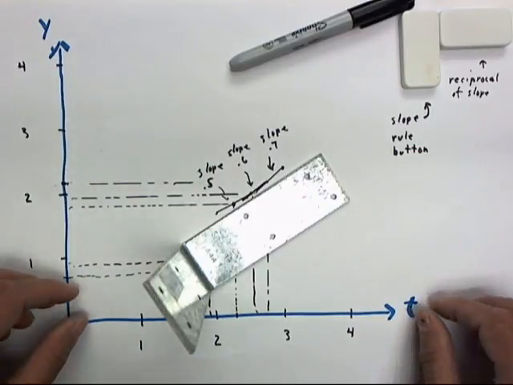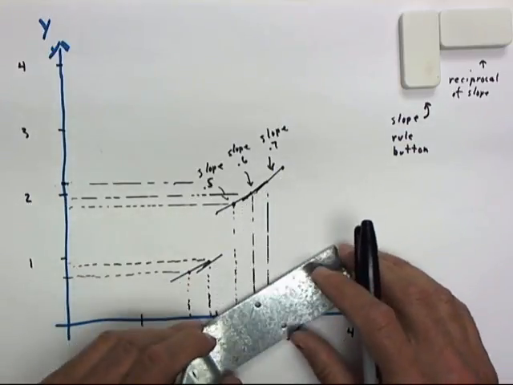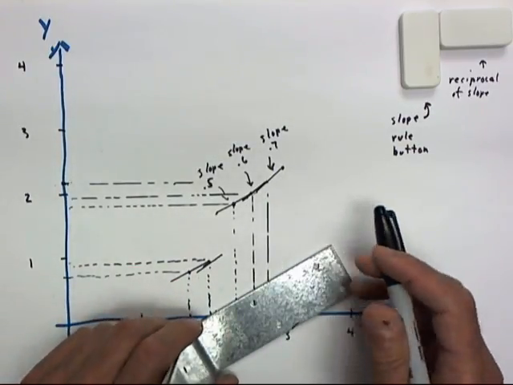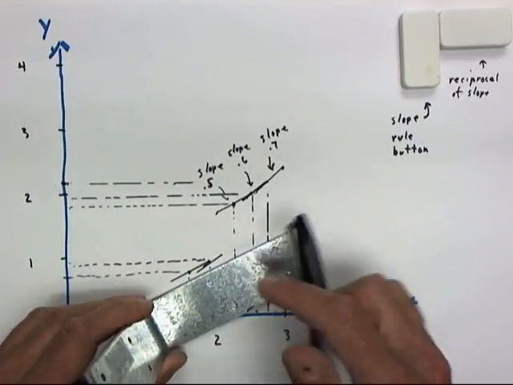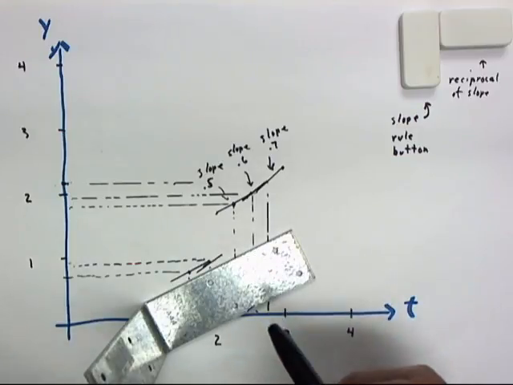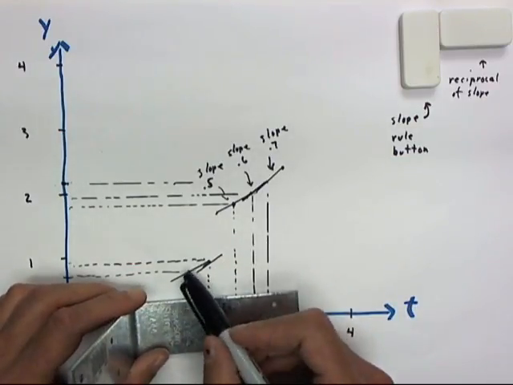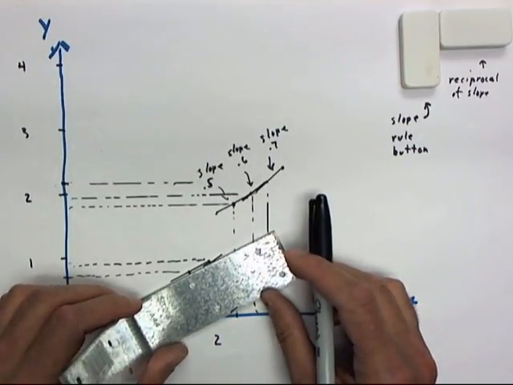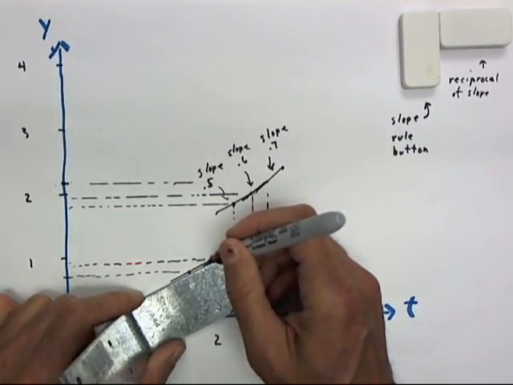There's something that should have bothered you about what we just did. Let's look at this segment here. It's clear that for this curve, the slope appears to be increasing. However, when we draw this segment, we're drawing a straight line. This straight line segment has a slope that doesn't change.